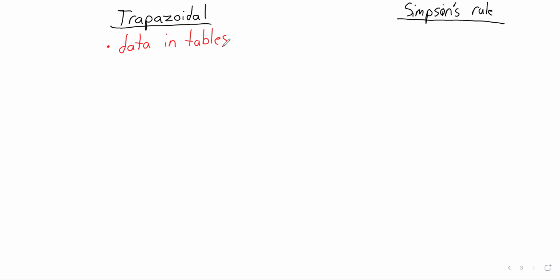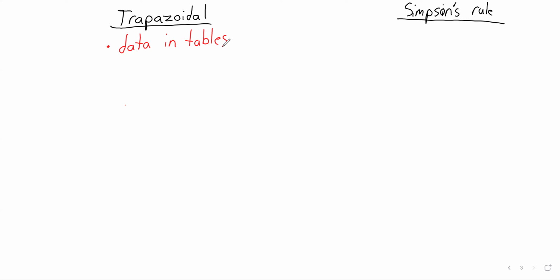Trapezoidal rule can be used when the data is stored in tables. Ideally, the data will be equally spaced, so we can use that quick formula instead of actually finding the areas of a bunch of trapezoids. But no matter what the table is, the trapezoidal rule can be used with it.